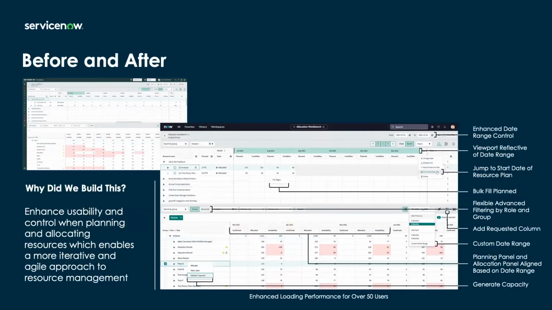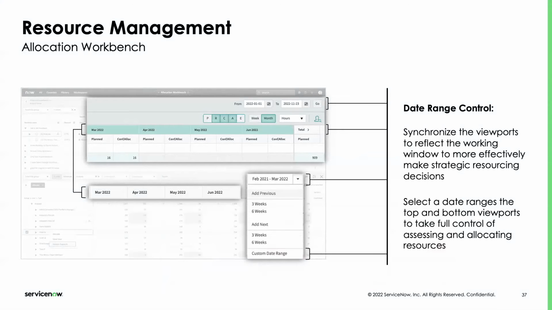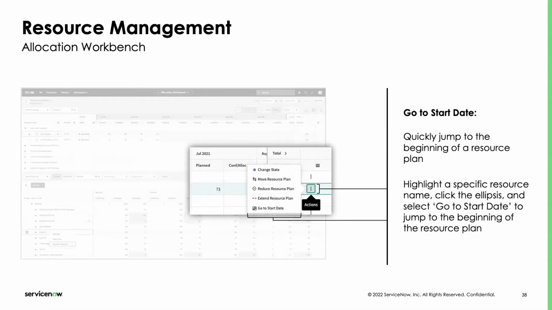These changes enable a more iterative and agile approach to resource management. The calendar of the requested cost plan in the upper panel and resource availability in the lower panel viewpoints are synchronized, now allowing you to take full control of assessing and allocating resources. The go to start date option makes jumping to the beginning of the resource plan really easy. Now, no need to scroll endlessly to find the start date of a specific resource plan.